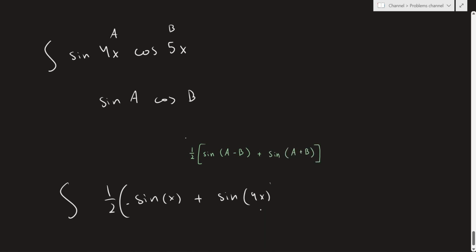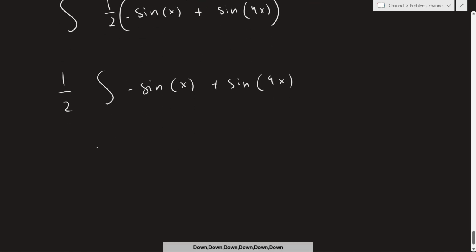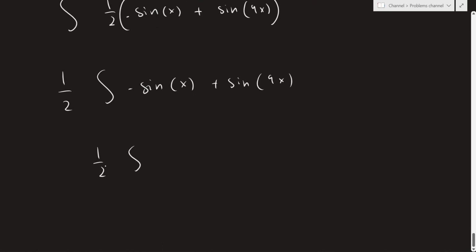Okay. So now take the half outside. We need to find it without this. Okay. So take the half outside: negative sine x plus sine 9x. Okay. Now split the signs from each other. So what we're going to do is take half integration of, we can take the negative outside, sine x, plus the integration of half sine 9x.